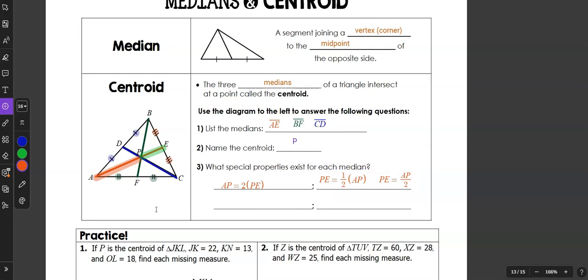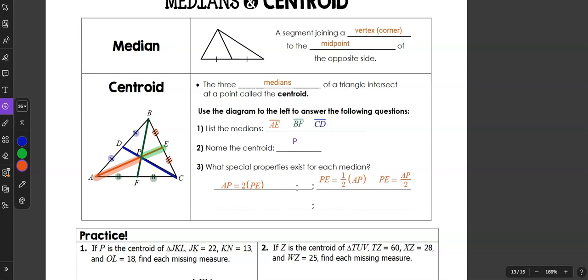Now again, this applies to all medians. So again, we could say that BP is 2 times PF. We could say that PD is 1/2 of PC. So any of those would also apply. So that's the mathematical representation of the median portions compared to each other. So the longer portion related to the smaller portion, or the smaller portion related to the larger portion.